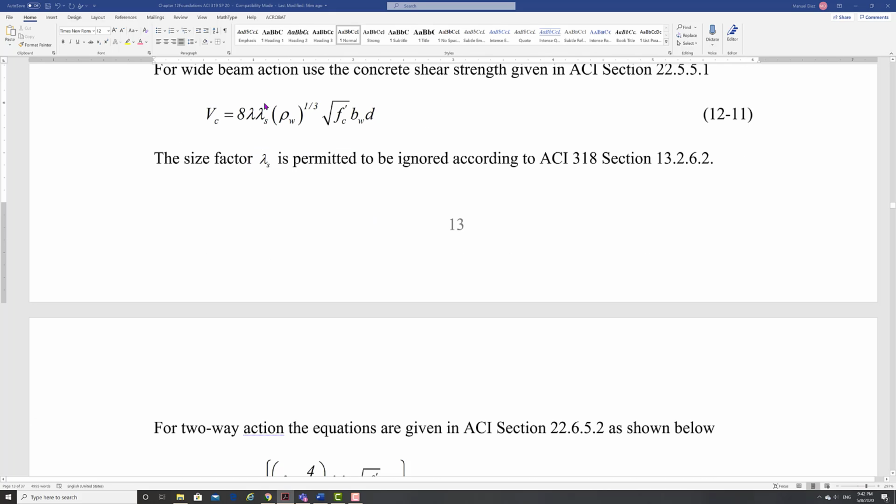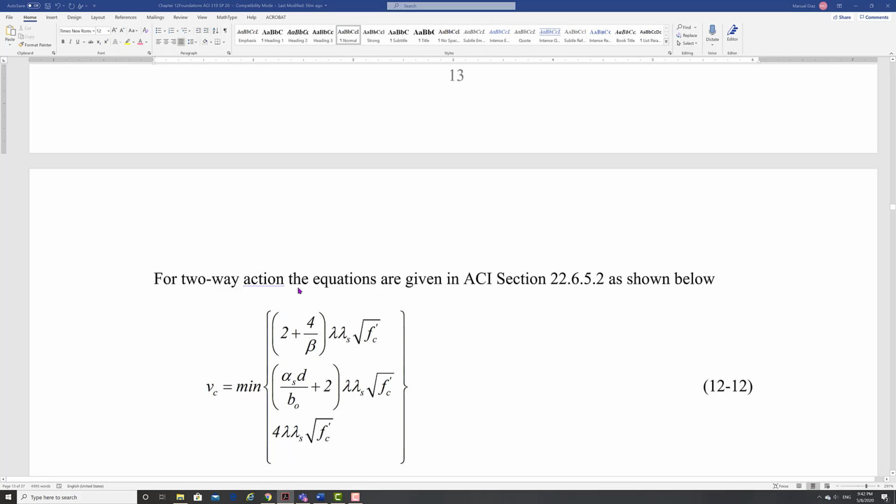So that means that this value, the lambda, is going to be a 1. The two-way action has different formulas, not just one. All right, 3 formulas, and we're going to pick the lowest. Usually this one. Okay, usually this one. It has the lambda s too, but again, we can ignore it.